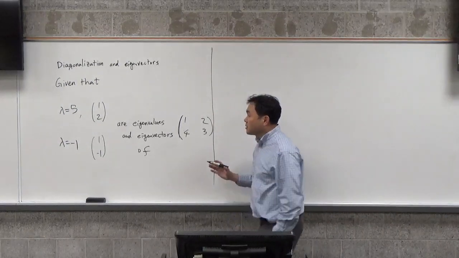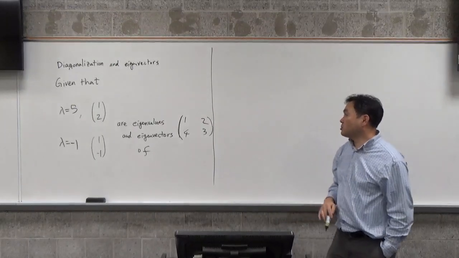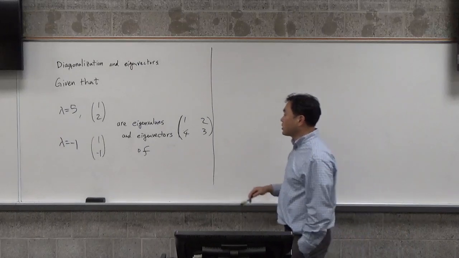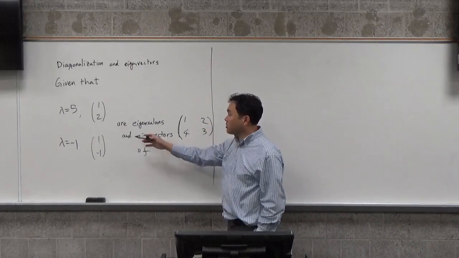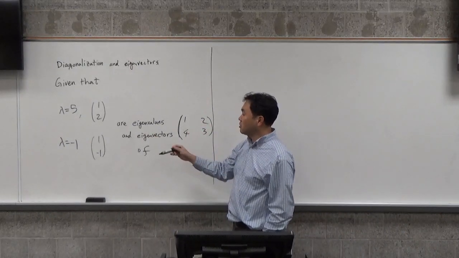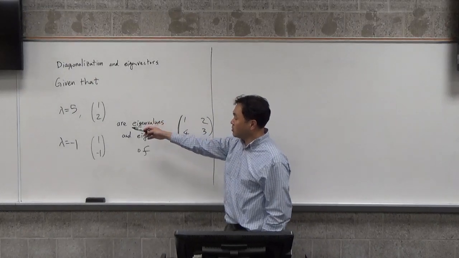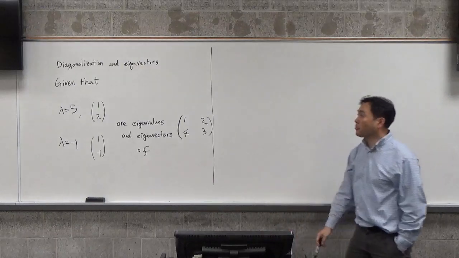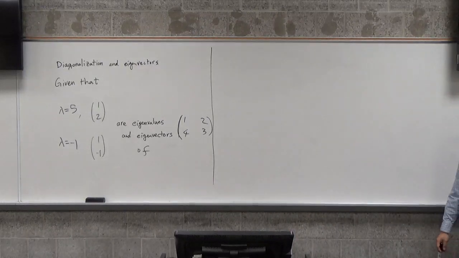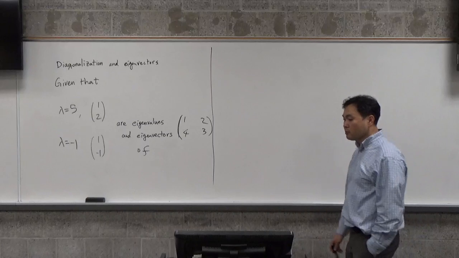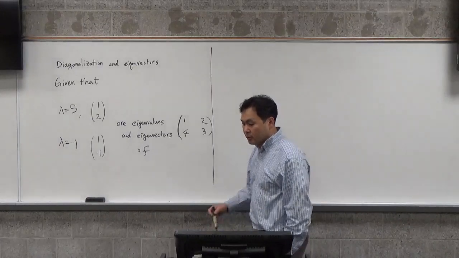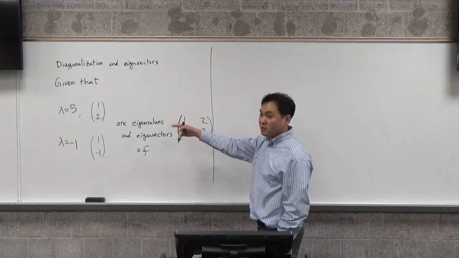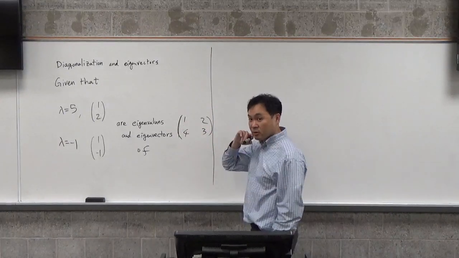All right, so let's begin here. Suppose that you know the eigenvalues and eigenvectors of the matrix [[1, 2], [4, 3]] are these two things. I want to show you how diagonalizations work. So you first have to know what these eigenvalues and eigenvectors mean.